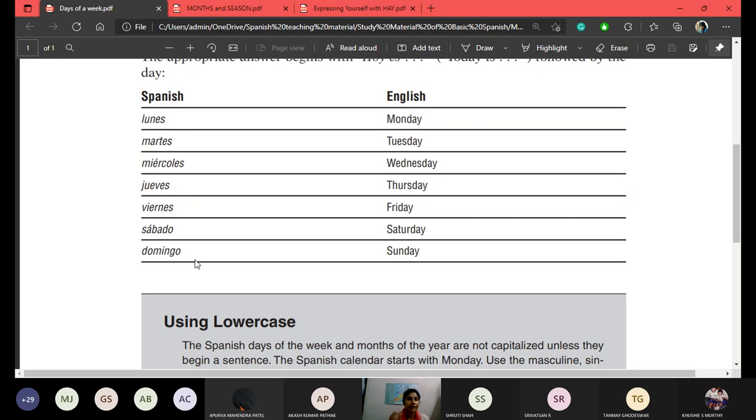I have class on Monday. This is also important: on Monday. I do not write the word "on" in Spanish here, but we use the article to describe it. I will say, yo tengo clase, or yo tengo la clase, because in Spanish they use a lot of articles. Yo tengo la clase el lunes. So in place of "on Monday", we will be using el lunes, ¿vale?